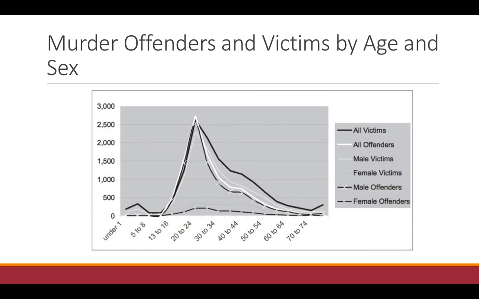When we look at murder offenders and victims by age and sex, we can see some patterns here as well. And these are pretty similar, except when we're looking at female offenders, right? So when we look at female offenders, there's so few of them that the pattern is very close to the bottom. But for the rest of them, the pattern is pretty similar. You can see it's got a similar peak and a similar increase and decrease.